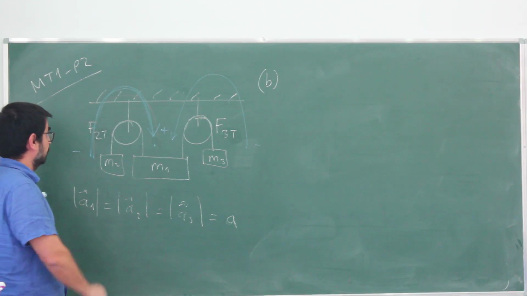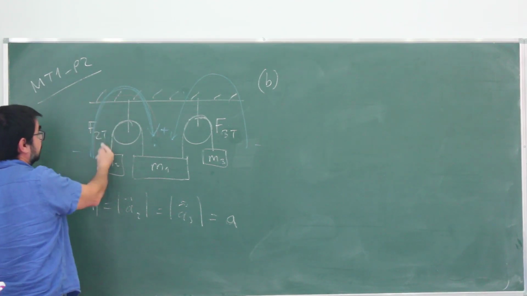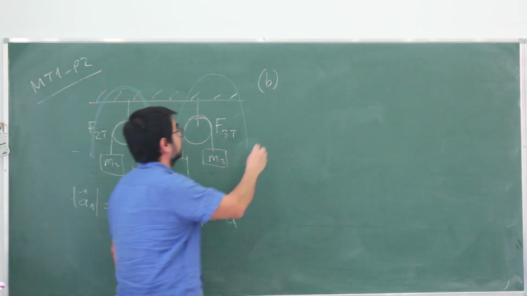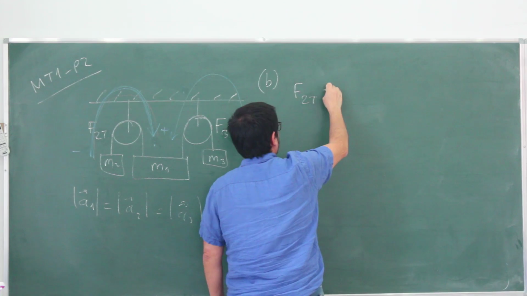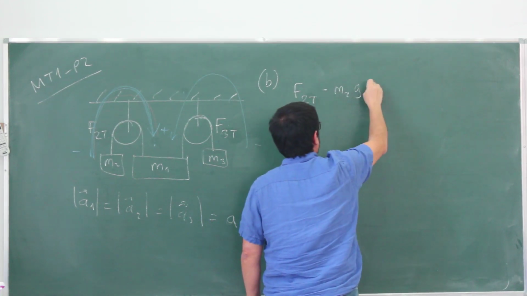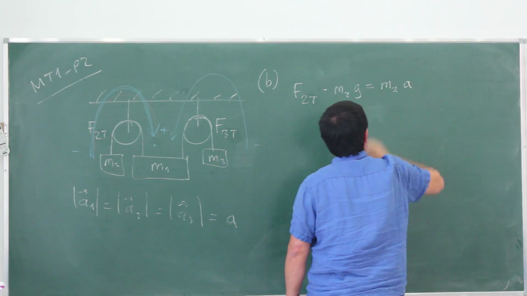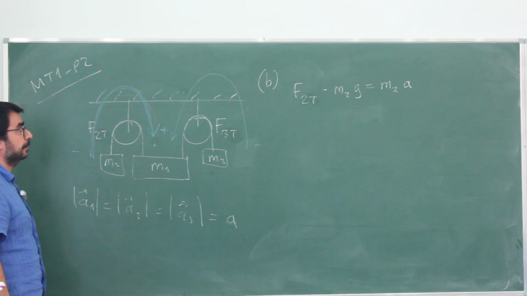So in that convention, what would happen here? Here FT is up and M2G is down. So F2T minus M2G is going to be M2A. The direction of the acceleration is always up.